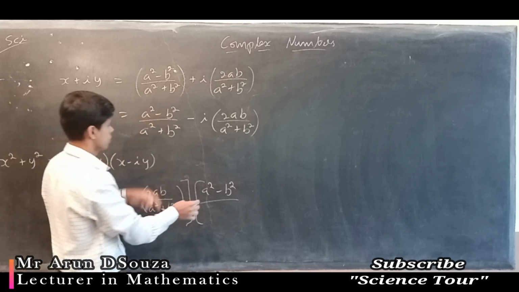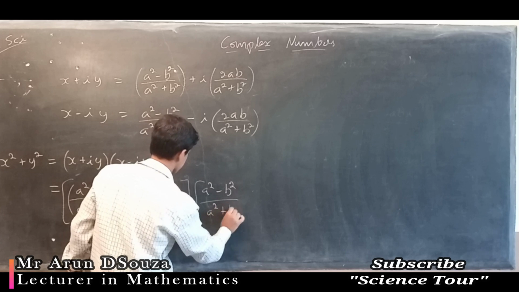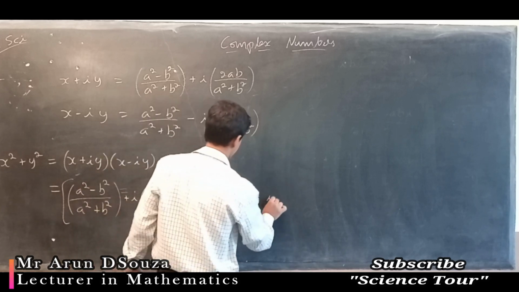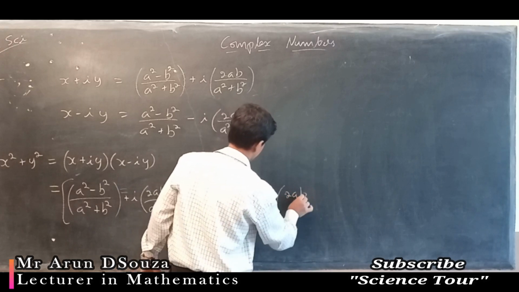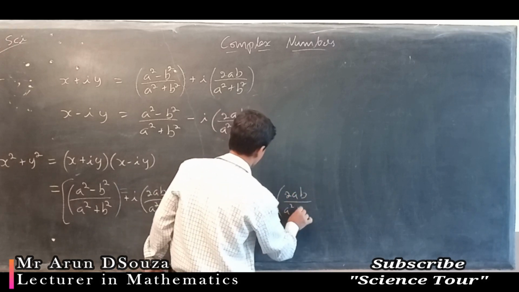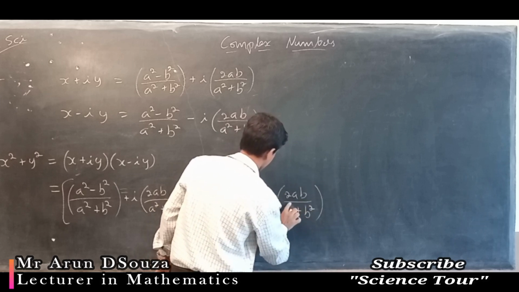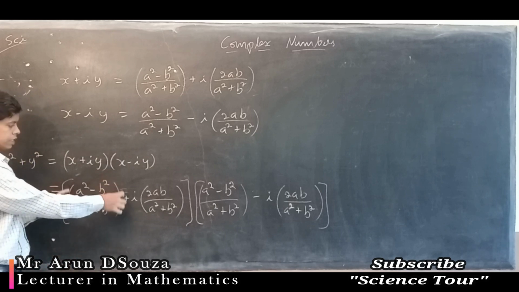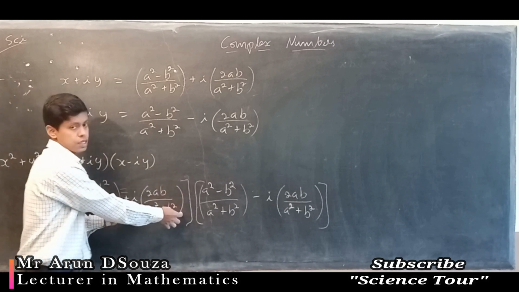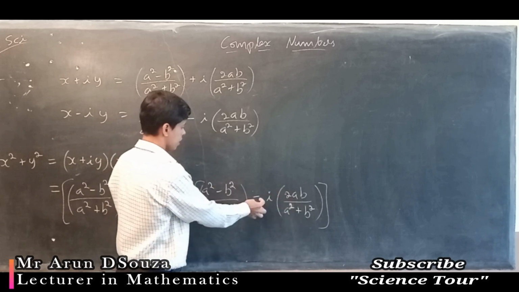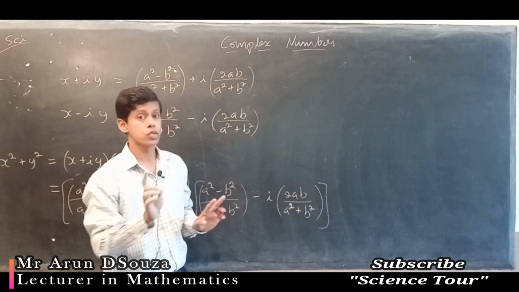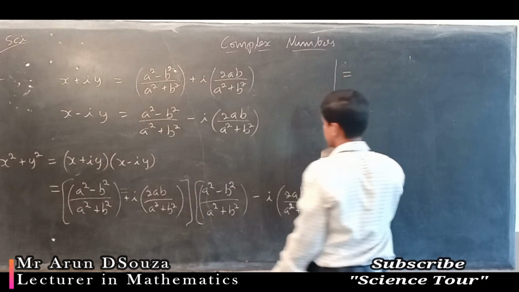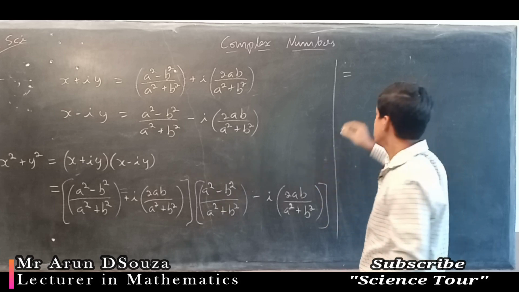Okay, so minus. Well, now look at this. This is a plus b into a minus b. So what should be written next? So that is a square minus b square obviously.